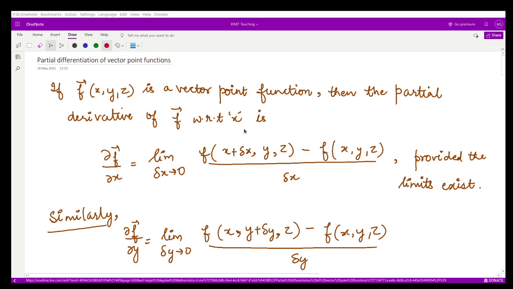Okay, so next let us move on to partial differentiation of vector point function. In order to define the partial differentiation, we require a vector which is, say, defined in three variables, say x, y, z. So suppose we wanted to define the partial derivative of this vector with respect to the variable x.